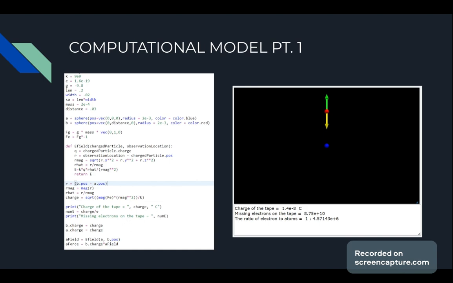So computational model part 2. So this is the coding part 1. We established our gravitational force, our electric force. We put all of our data, like our mass, in, and then we use the E field function that we defined. And we calculate the charge, and you can see the charge on the tape is those numbers that we went through in the last slide, 1.4 times 10 to the negative 8 coulombs.